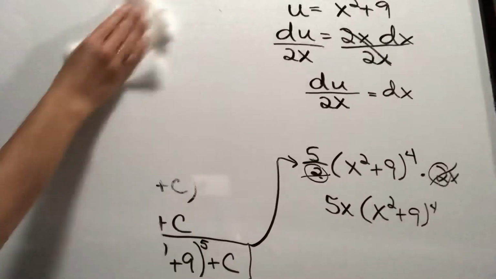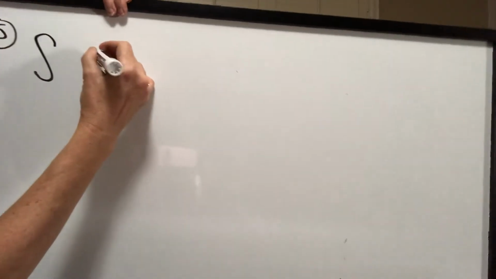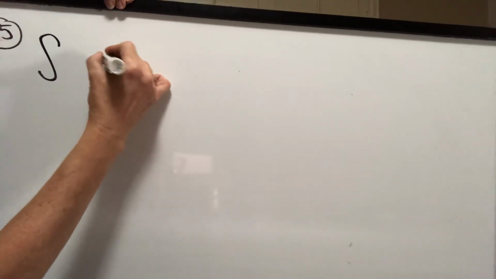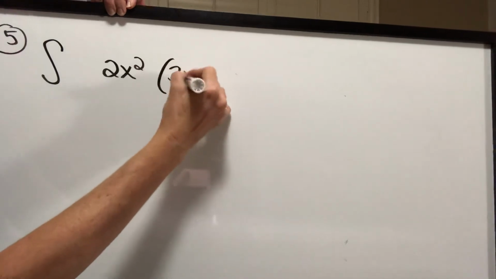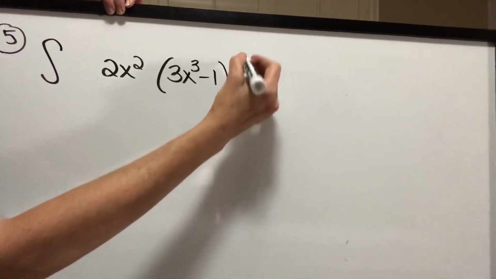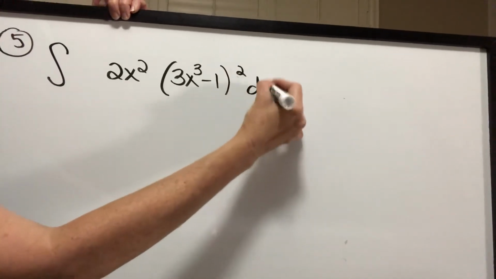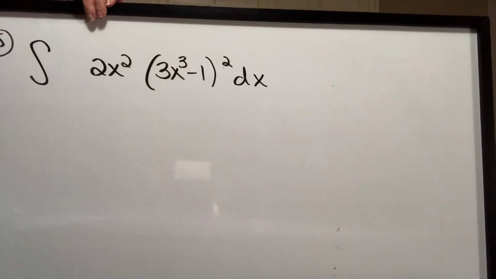Okay, so one more and we'll be done for today. Number 5. We have an integral of 2x squared multiplied by (3x cubed minus 1) squared dx. Okay, so this one's a little more complicated, but we can handle it if we follow our steps.